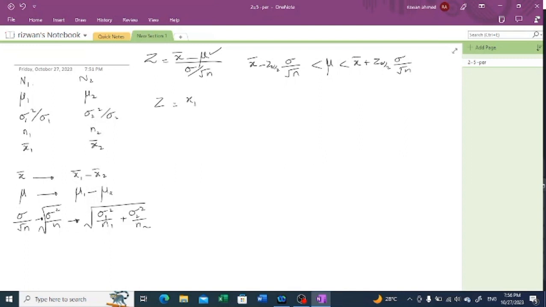So x bar can be rewritten as x1 bar minus x2 bar. Mu can be rewritten as mu1 minus mu2. And in place of standard error of single population, we can get this replaced with sigma 1 square upon n1 plus sigma 2 square upon n2.